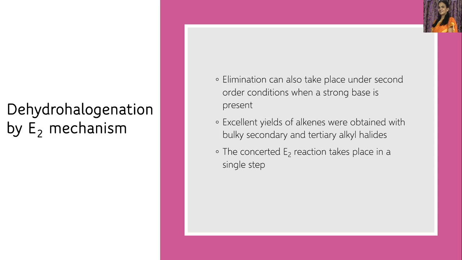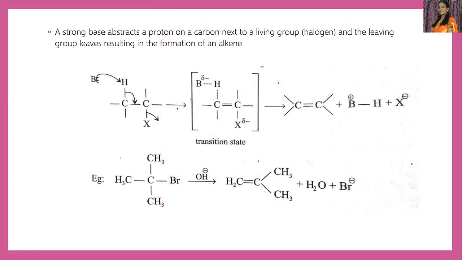of alkenes were obtained with bulky secondary and tertiary alkyl halides. So in E2 mechanism, if we start with secondary and tertiary alkyl halides, the highest yield of alkene is obtained. And next, the concerted E2 reaction takes place in a single step. So the E2 reaction takes place in one step, whereas E1 elimination takes place in two steps. Now let's see. A strong base abstracts a proton on a carbon next to the leaving group, that is halogen, and the leaving group leaves, resulting in the formation of an alkene.